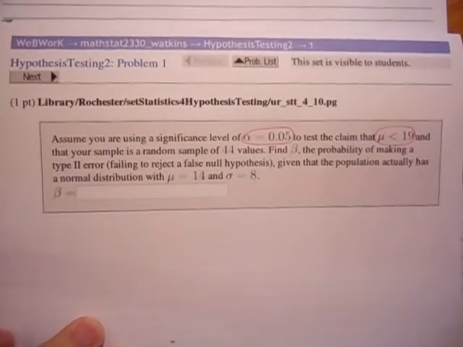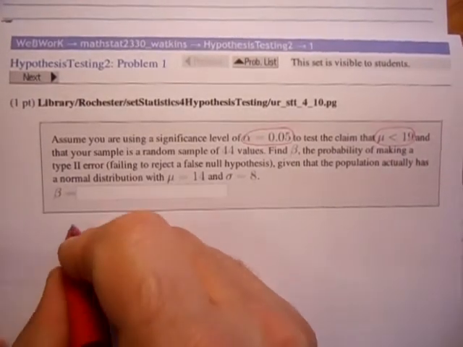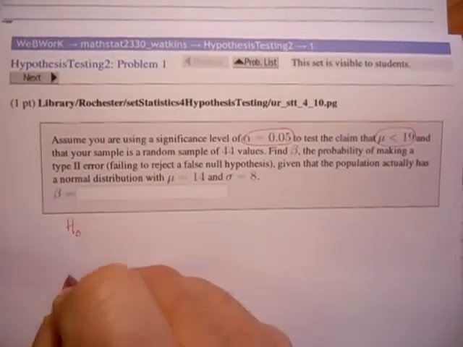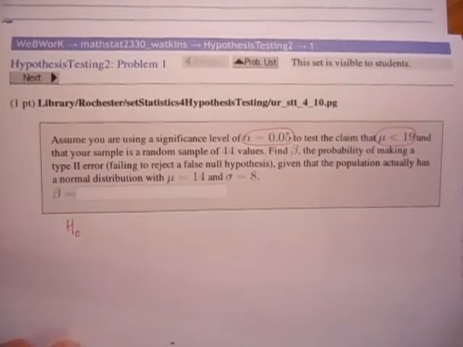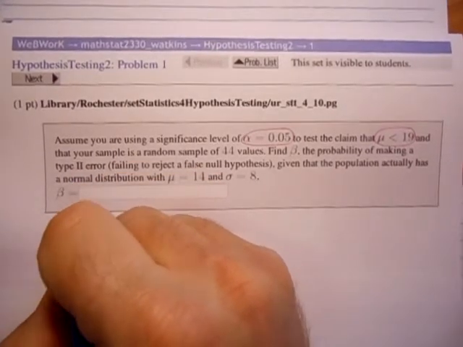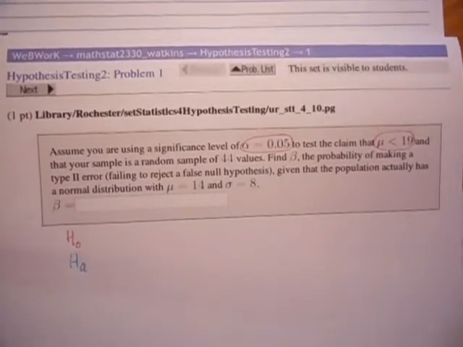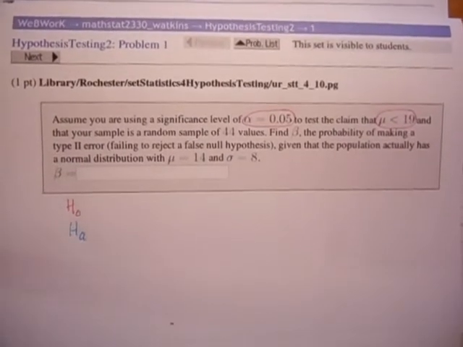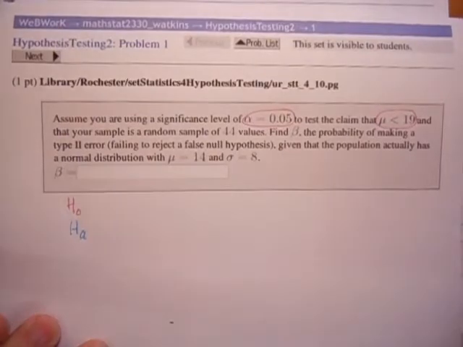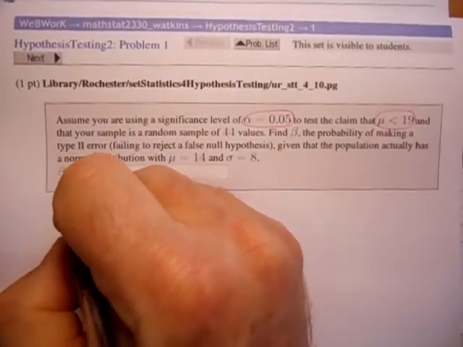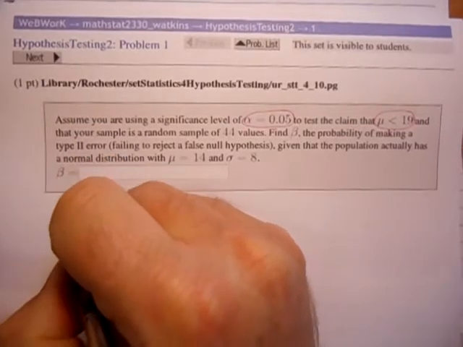In every hypothesis test there are two hypotheses. One is the null hypothesis and the other is the alternative hypothesis. Let me find a pen that I like here. Okay. So which is this? Is this a null hypothesis or an alternative hypothesis?